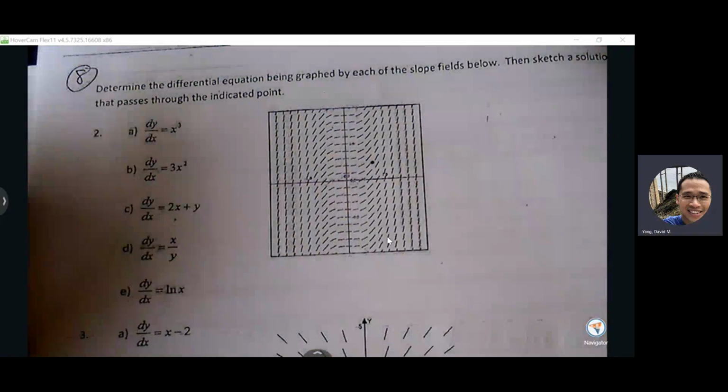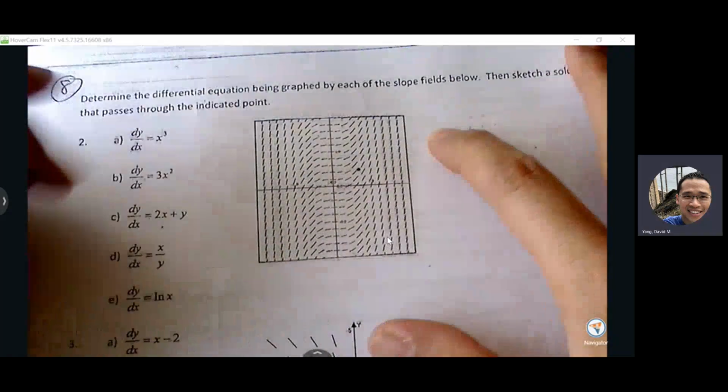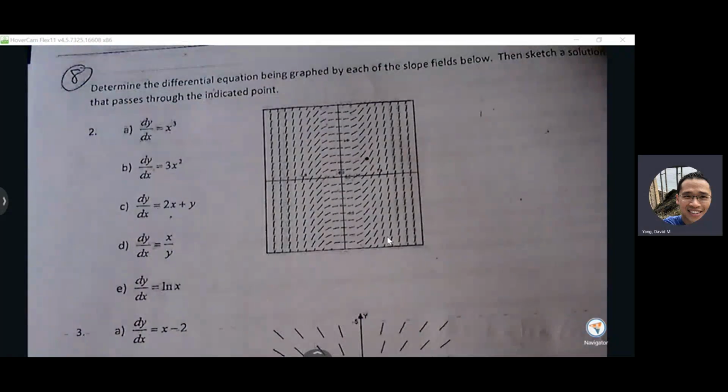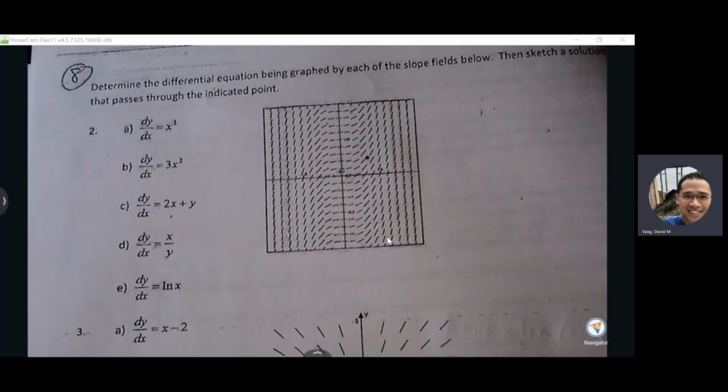Okay. So one thing I like to do is to look at this and just make some general observations. Okay, can you make some general observations about the quadrants, or where you see positive slopes, where you see negative slopes?